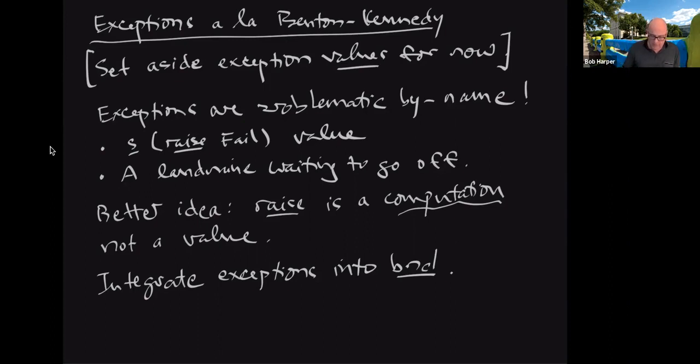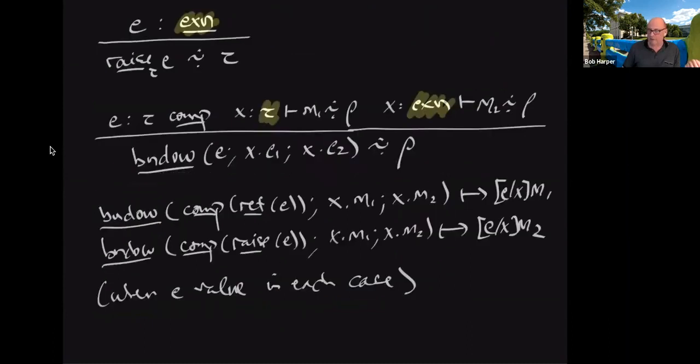So the idea from Andrew and Nick is that you should think of it as an alternative form of computation, and we should integrate exceptions into bind. And it leads to a very elegant idea, which I've written as bind otherwise, to remind you. It's exactly like bind, except that in addition to having return as a primitive form of computation, I also have raise. Now, what it's raising is a value of type exn, and I'm not going to worry right now about what that type should be.